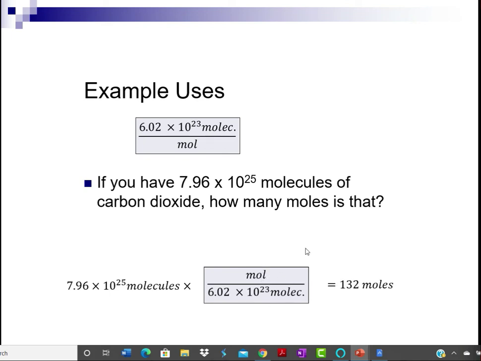And then when I do the math, I get 132 moles. Now this is one where I definitely need you to use your calculator and confirm that you get this number. It's very, very common to make a mistake with your calculator and not be able to get this number because when putting this 6.02 times 10 to the 23rd into your calculator, it gets broken up.